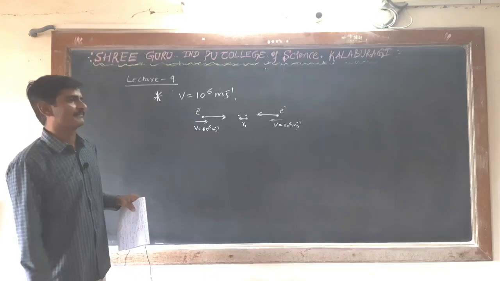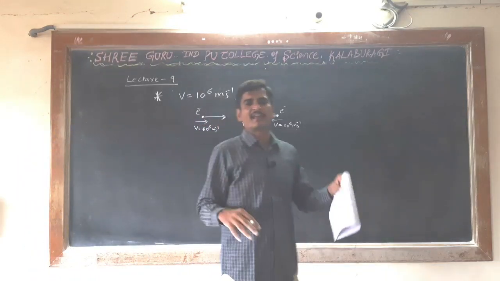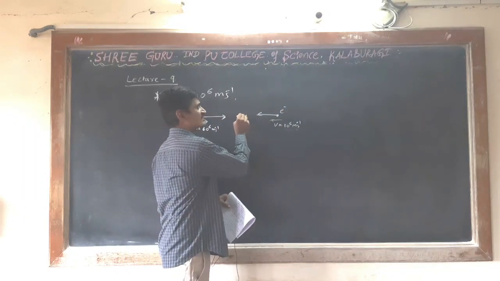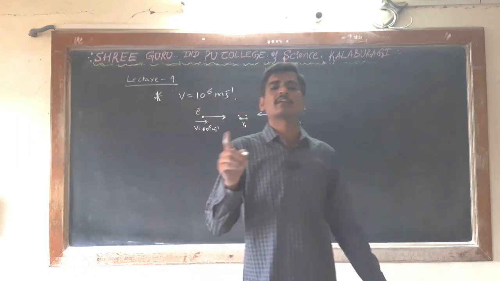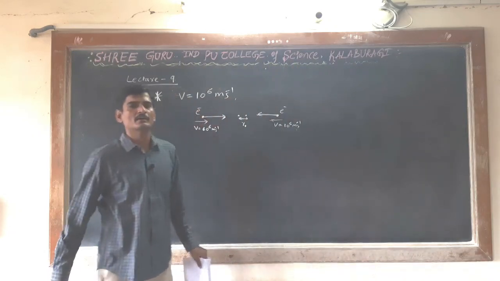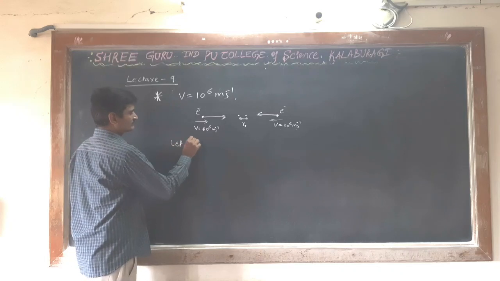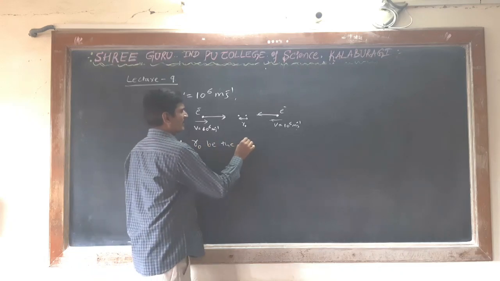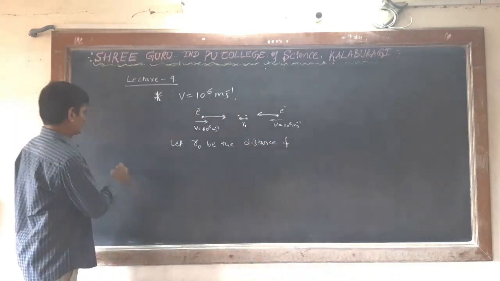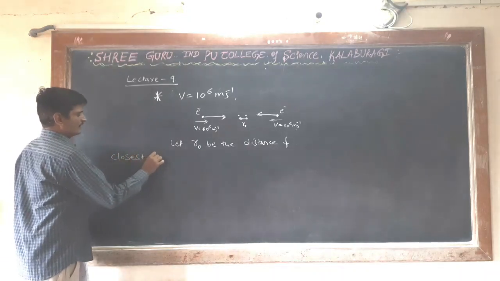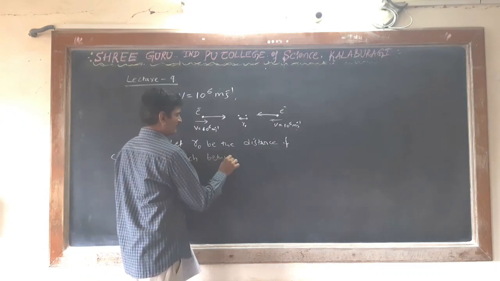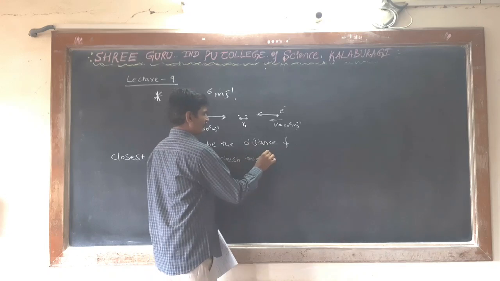Understood? Got the idea? At a particular distance between them, the entire kinetic energy is converted into potential energy. That situation will be the minimum separation between the two charges. Understood? So let R0 be the distance of closest approach between the two electrons.